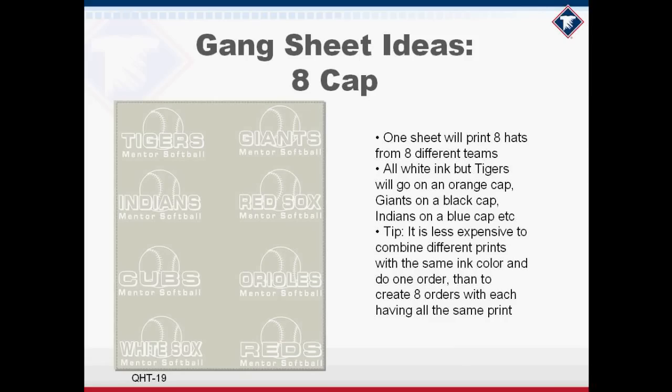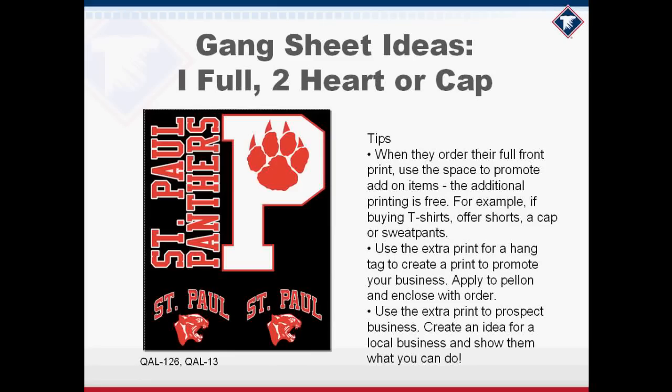This is most likely our most popular gang sheet layout here, and it's kind of funny. The layout is 1 full size and then 2 hearts or 2 caps. Now, I should point out that when you do a full size, you usually don't have enough space to do a standard heart size, which is 4.5 by 4.5. You usually have to shrink it to about 3.5 by 3.5. But the point is, this is the most popular layout for gang sheets. And what I want everyone to realize is that you can get really flexible with this.